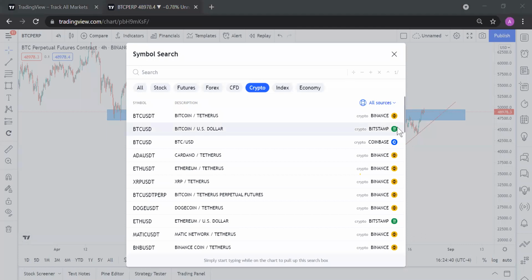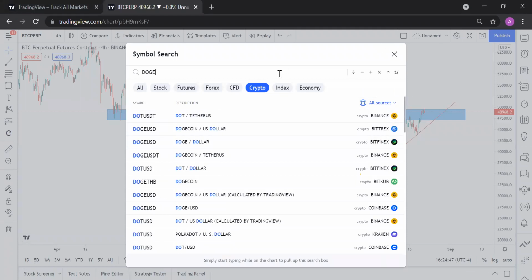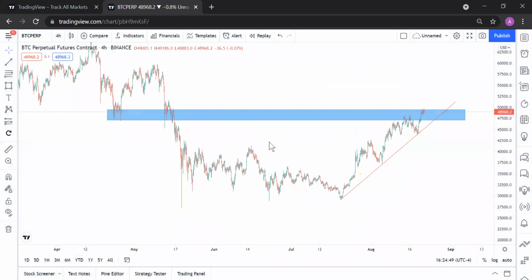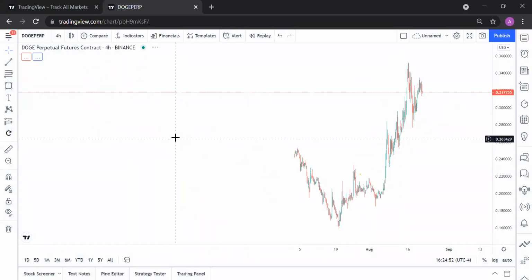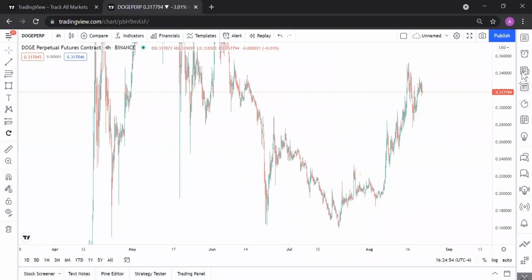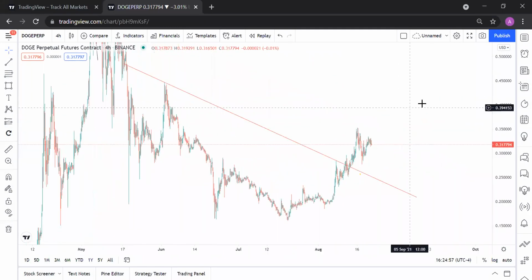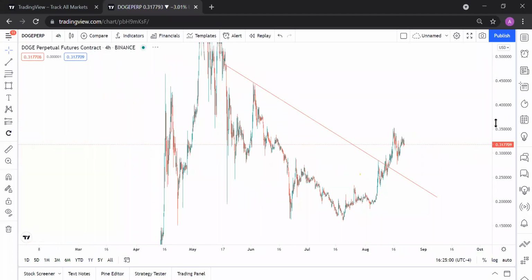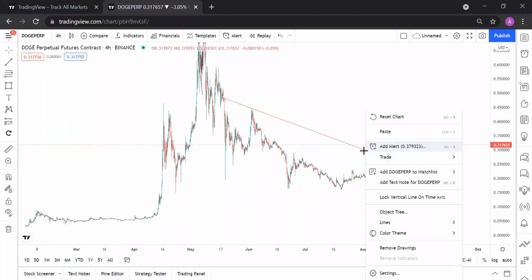So now the next coin we're going to check is Doge, Dogecoin. Now, before you actually trade cryptocurrencies, you should at least be able to know a little about the cryptocurrencies you want to trade.